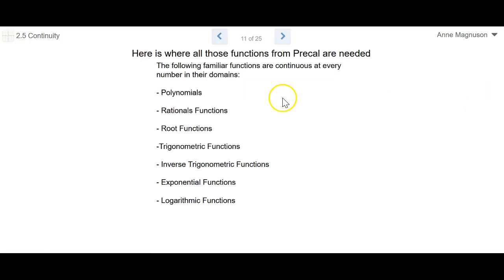So remember all those functions that you covered in pre-calculus that are continuous in their domains. Polynomials and rational functions, root functions, trig functions, inverse trig functions, exponential functions, and logarithmic functions. They're continuous at every number in their domain.